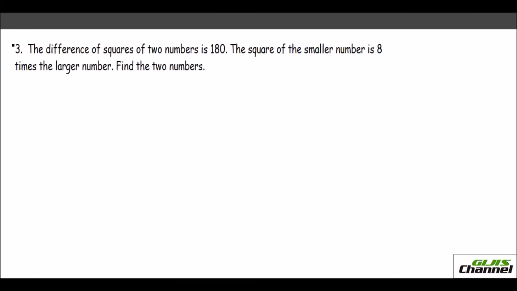You have yet another problem here. The difference of squares of two numbers is 180. So let the two numbers be x and y. They say the difference of the squares of these two numbers, so that would be x squared minus y squared is equal to 180. That is what is given here. This is one equation they have given.